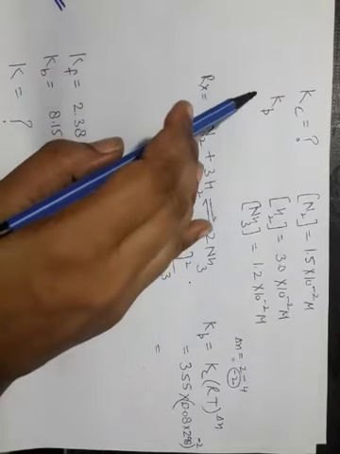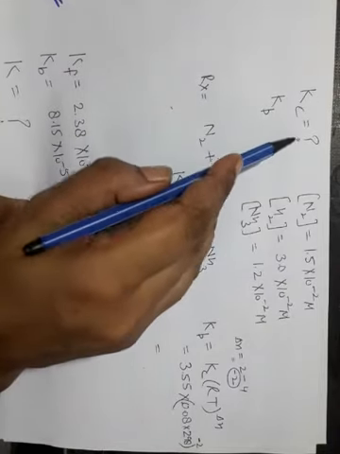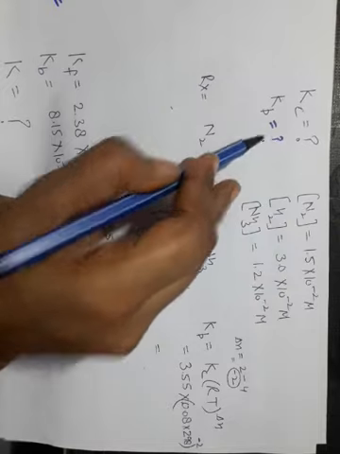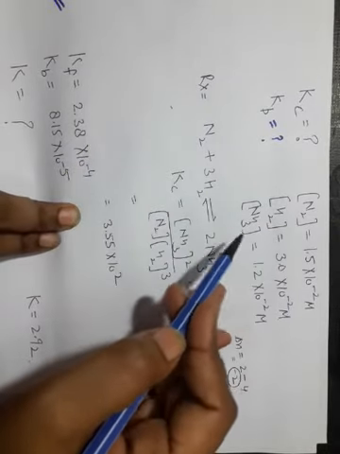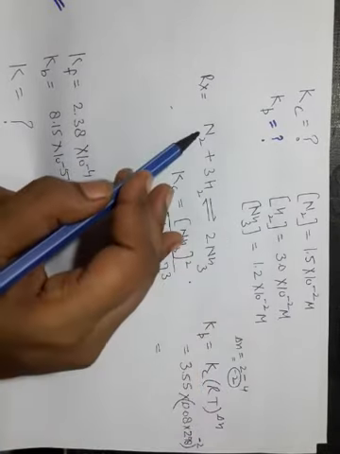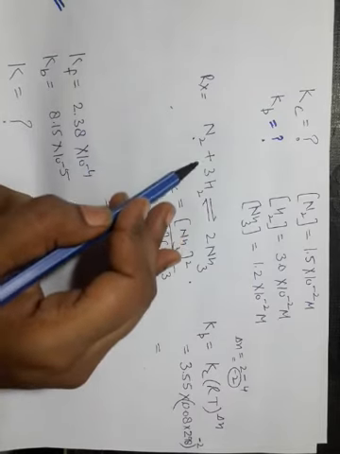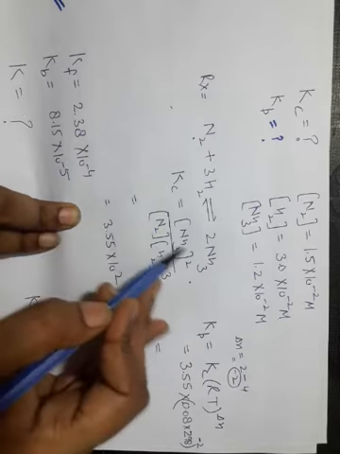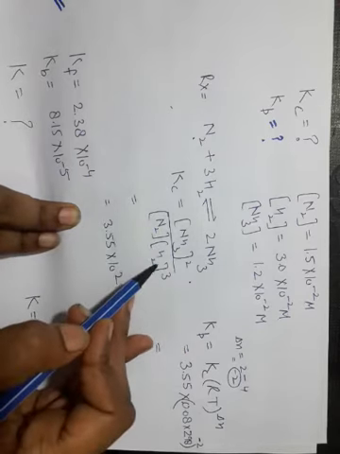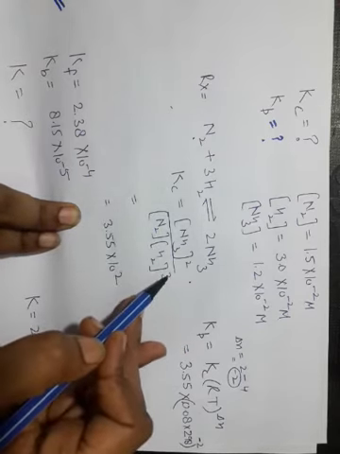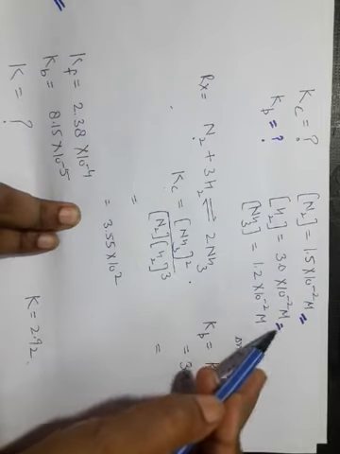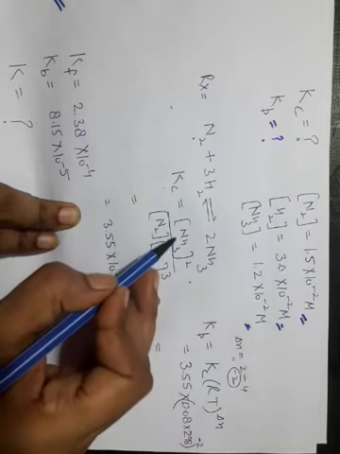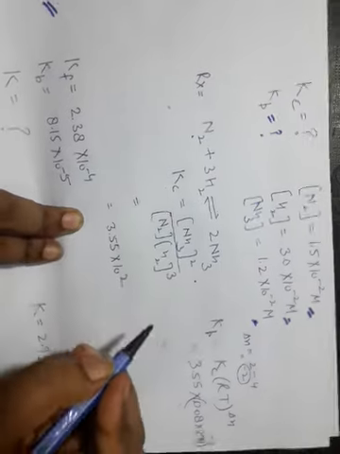In the second numerical, you have to calculate Kc as well as Kp, and the concentration of each term is given. Here the reaction is given: N2 plus 3H2 gives you 2NH3. Equilibrium constant is equal to product concentration over reactant concentration raised to the power of the stoichiometric coefficient. The concentration terms are given. Place the values in their concentration terms.